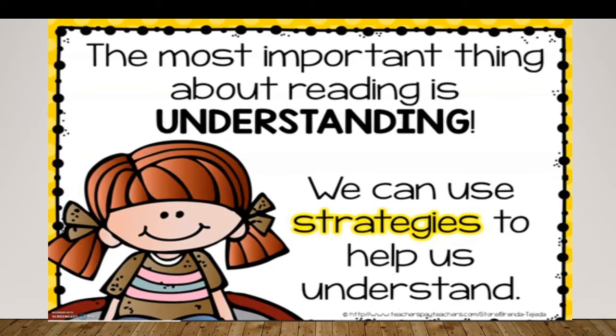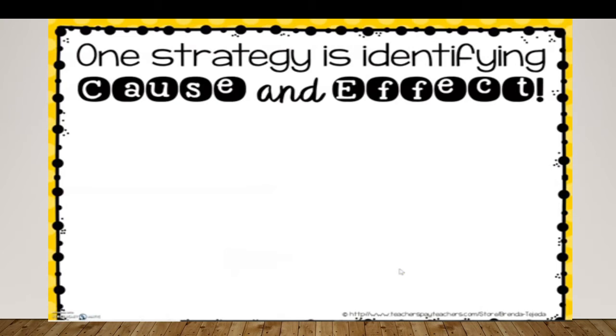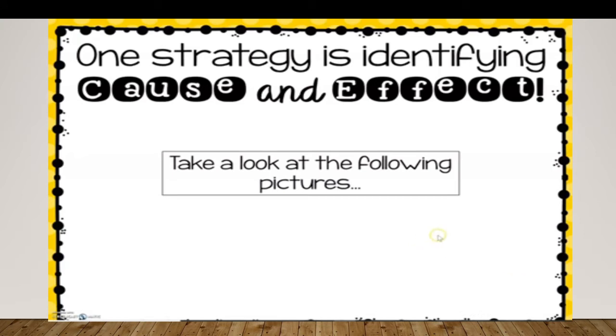The most important thing about reading is understanding. We need to understand when we read. Yes. So, when we read, we use different kinds of strategies to help us understand, like fact and opinion, author's purpose, drawing conclusions, and one of them is also cause and effect. So, what is cause and effect?